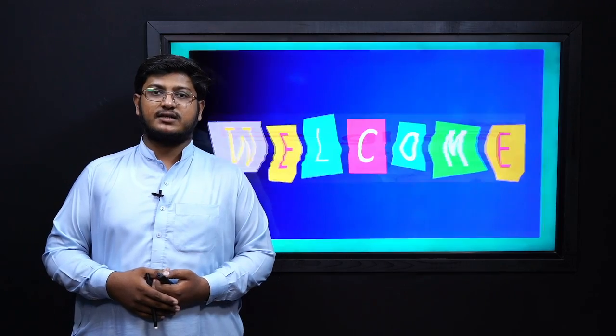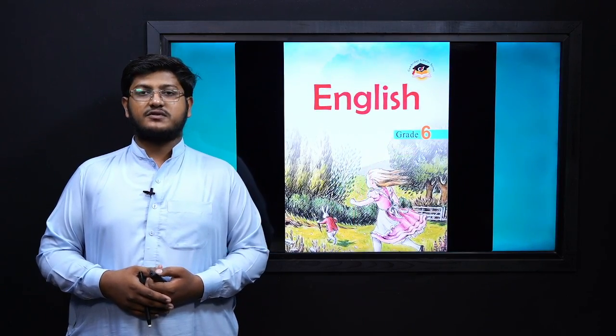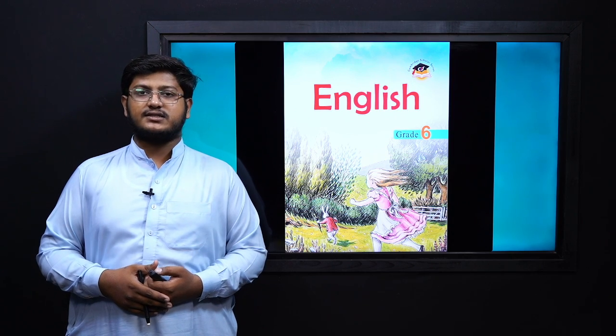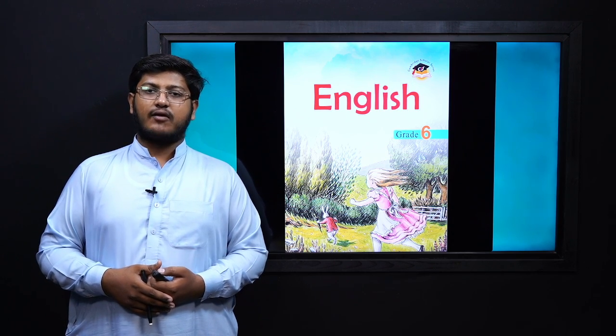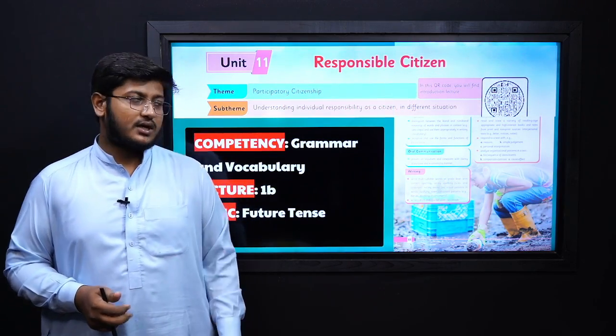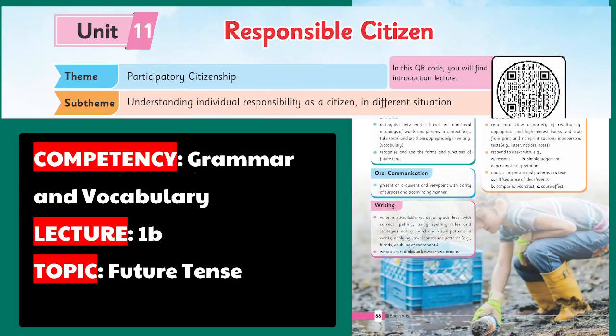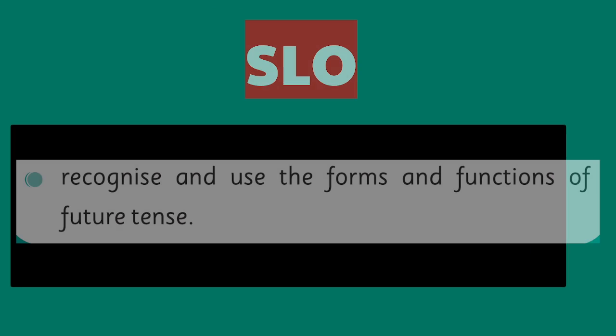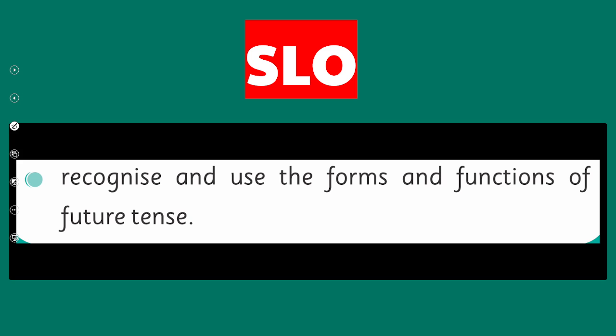I'm your instructor Adil Raza, and today we have to learn an SLO from grade 6, and it's our unit 11. So let's find out what our today's SLO is about. Here our SLO is about the competency of grammar, and it's our lecture 1B. The main focus of this SLO is future tense. So let's read what our SLO is. The SLO states: recognize and use the forms and functions of future tense.